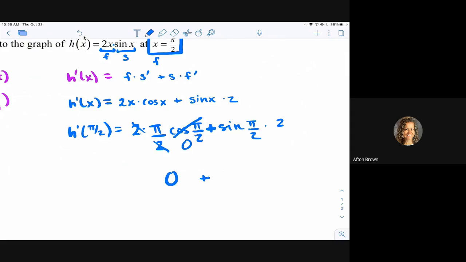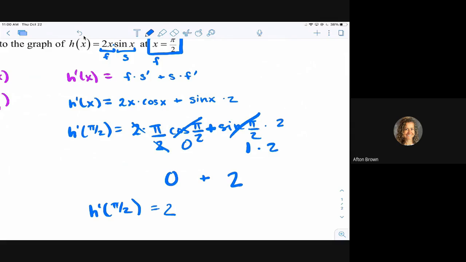What about sine at pi halves? 1. Good. How did you do that, Milo? Did you do it from the graph or unit circle? Okay, great. So pi halves would be up at 90 degrees, right? It has a y coordinate of 1. So that's 1. So it's 1 times 2. Well, 1 times 2 is 2. So far we have h prime at pi halves, that's equal to 2.